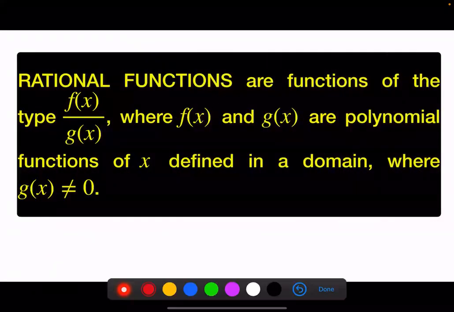And there are rational functions. Just as you studied rational numbers, which are of the form p by q, where p and q are integers and q should not be 0, similarly we have rational functions. You have a function in the numerator, you have a function in the denominator, and the same criterion applies: like you saw for rational numbers, the one in the denominator cannot be 0. So your g of x cannot be 0. Again, a definition, keep this in mind.